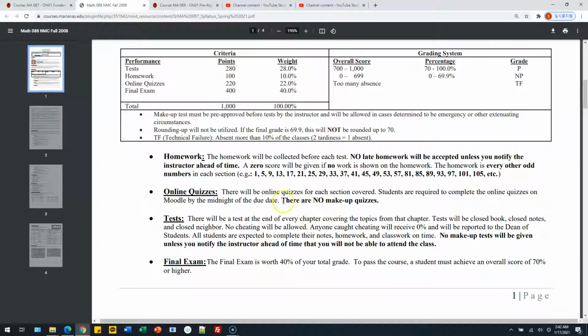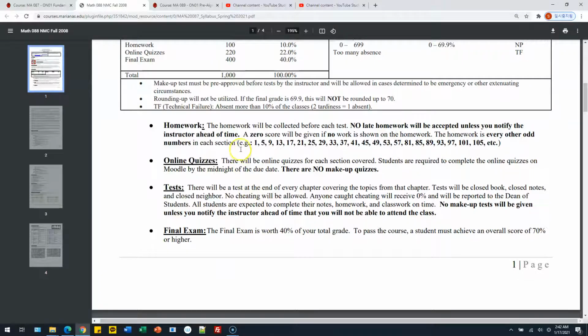For the homework, you will do every other odd number. That means if you start from 1, then skip the next odd number, which is 3, and do the next one. So once you start from number 1, add 4 to the previous number. 1 plus 4 is 5, and the next one is 5 plus 4, which is 9, 9 plus 4 is 13, and so on.